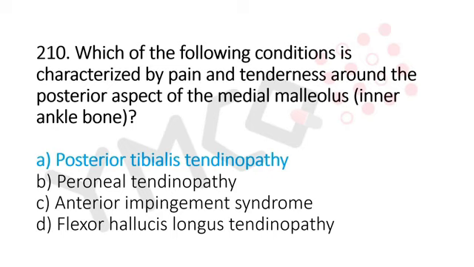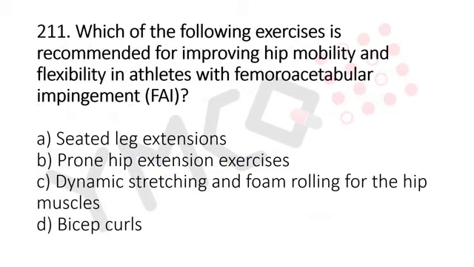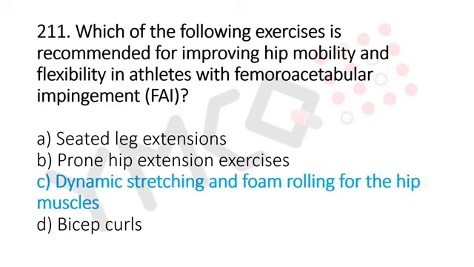Now let's move to question number 211. Which of the following exercise is recommended for improving hip mobility and flexibility in athletes with femoroacetabular impingement, that's FAI? Option A, seated leg extension. Option B, prone hip extension exercises. Option C, dynamic stretching and foam rolling for the hip muscles. Option D, biceps curl. And the answer is option C, dynamic stretching and foam rolling for the hip muscles.